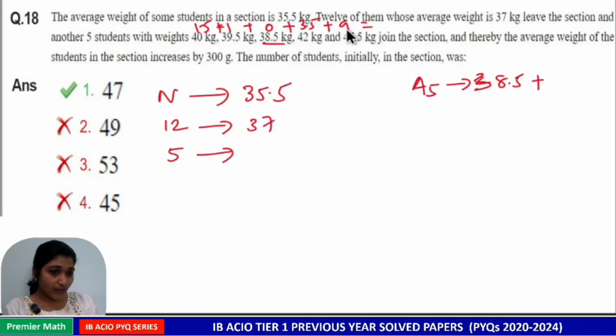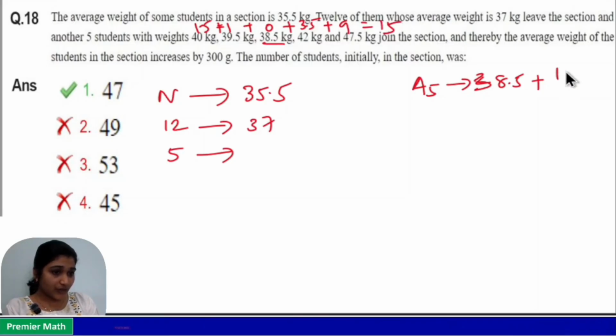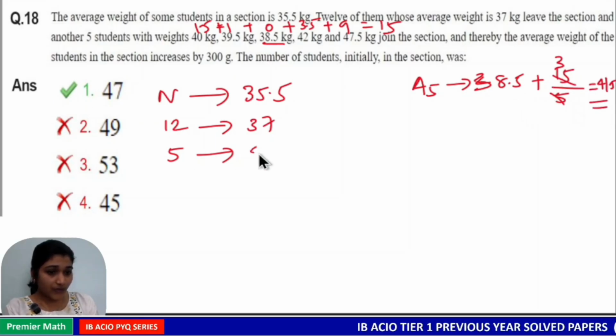So take the sum of increment. 9 plus 1 10, 10 plus 5 15. So this 15 should be equally distributed to this 5 people. 5 goes 3 times in 15, then average become 41.5. So average of 5 people is equal to 41.5.